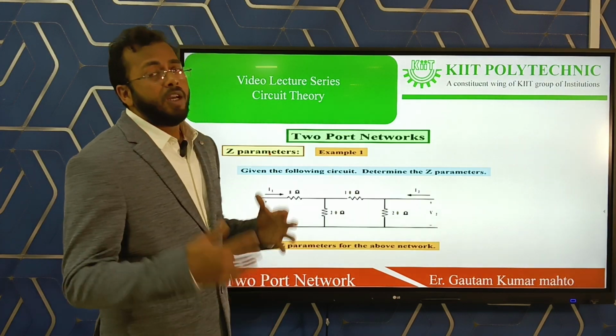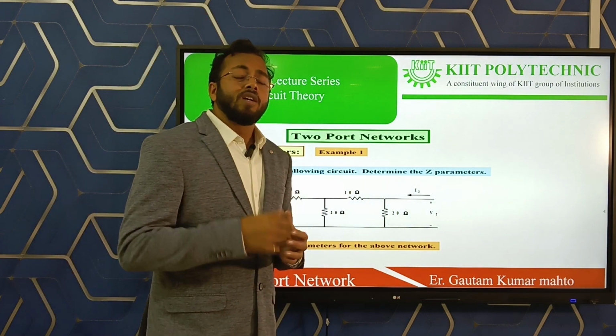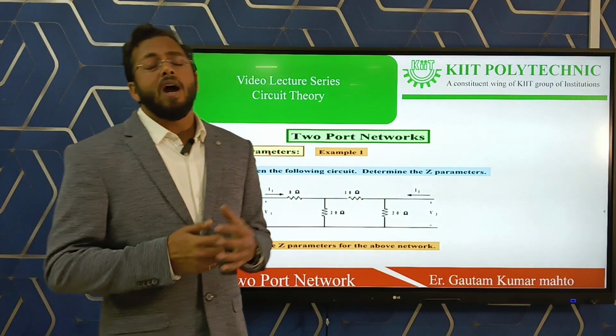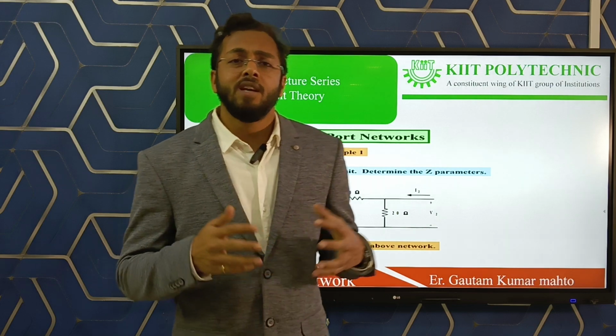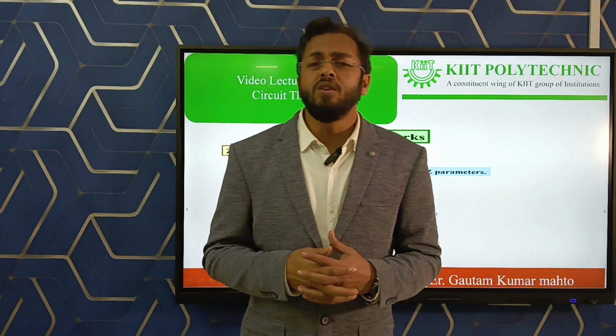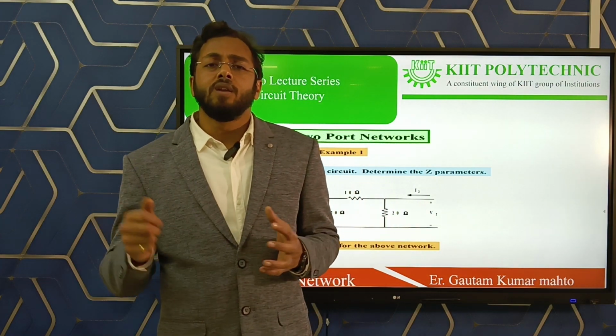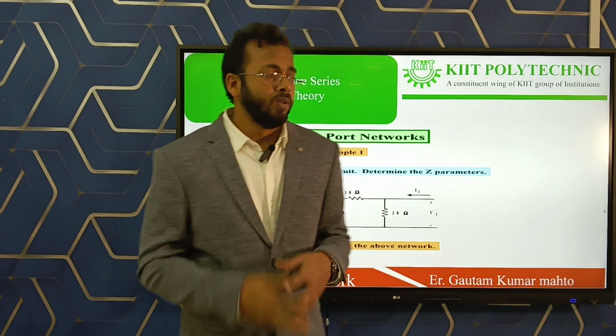The same thing we can do in the admittance parameter, where we write current in terms of voltage. I1 can be written as Y11 V1 plus Y12 V2, and similarly I2 is equal to Y21 V1 plus Y22 V2.